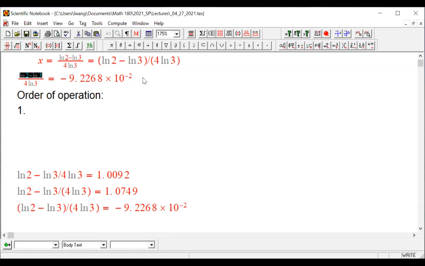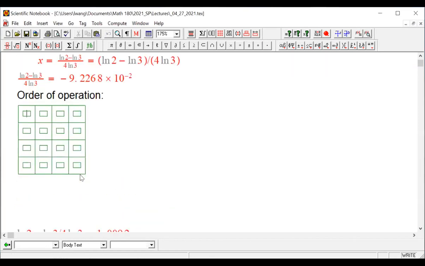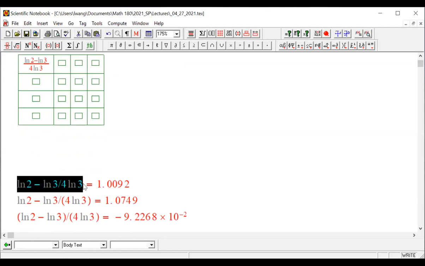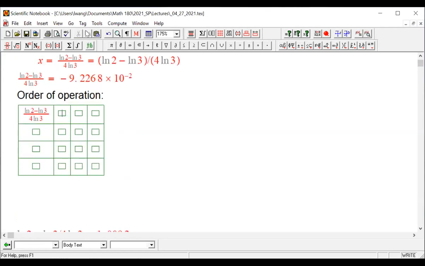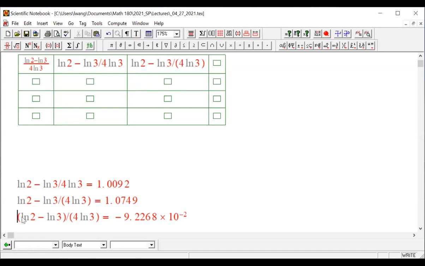Maybe I should make a table for this, right? That will make it easier. Okay, so let me do a table. 1, 2, 3, 4. So I need 4 rows, 4 columns, sorry. Order of operation. On this one, on this one, on this guy, and on the last guy.